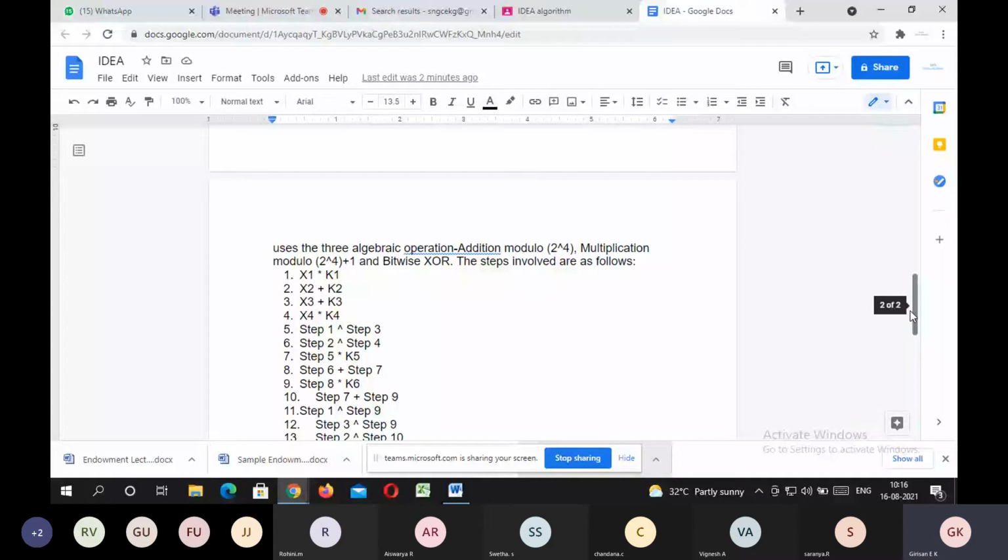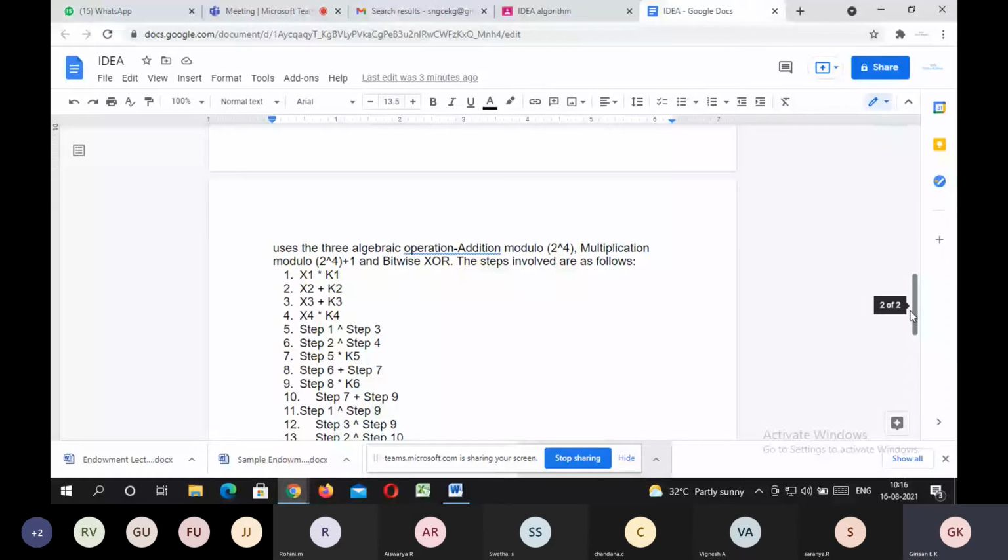The fifth step is step 1 XOR step 3. Can you understand? Step 1, that is X1 into K1, XOR step 3, that is X3 plus K3. The result of X1 K1 and the result of X3 plus K3, that is step 1 and step 3, will be XORed. That is the fifth step.